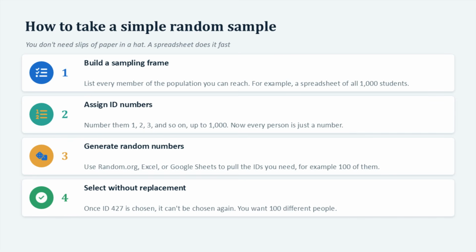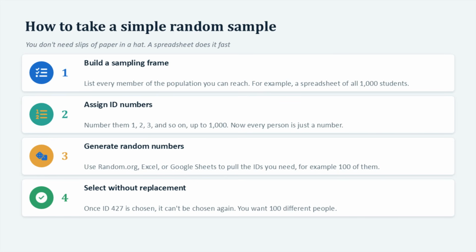Step 3. Generate random numbers. And here's where I'll save you some unnecessary pain. You do not need to write 1,000 names on little slips of paper, put them in a bucket and shake the whole thing around. You can use a random number generator or tools like Excel or Google Sheets. One easy method is to place a random number next to every name in the spreadsheet, sort the spreadsheet by that random number column, and then take the first 100 students. Done.